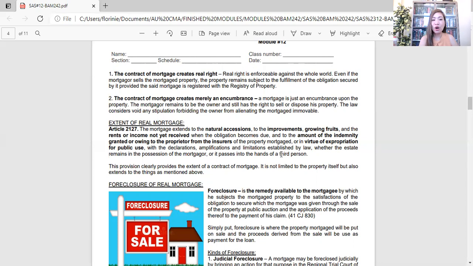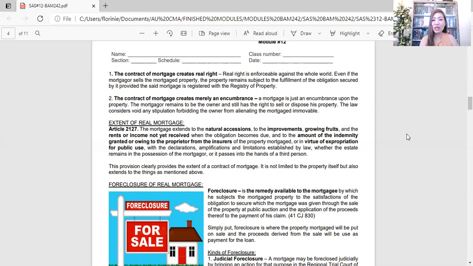So, anong sabi rito? The law considers void any stipulation forbidding the owner from alienating the mortgaged immovable. Ma'am, paano po? Halimbawa, yung isinangla nyo sa akin na property, di ba? Example ko, nagsangla ako ng property, gusto ko ibenta sa iba. Binenta ko sa iba, is the sale valid? The answer is yes. Ngayon, ang question, ma'am, paano po kung may usapan tayo na dapat huwag nyo ibebenta sa iba? Hindi nyo pwedeng ibenta. Is that stipulation valid? The answer is no.